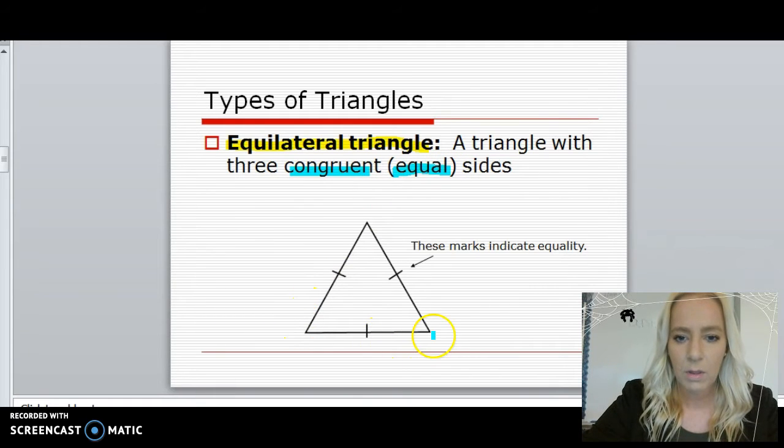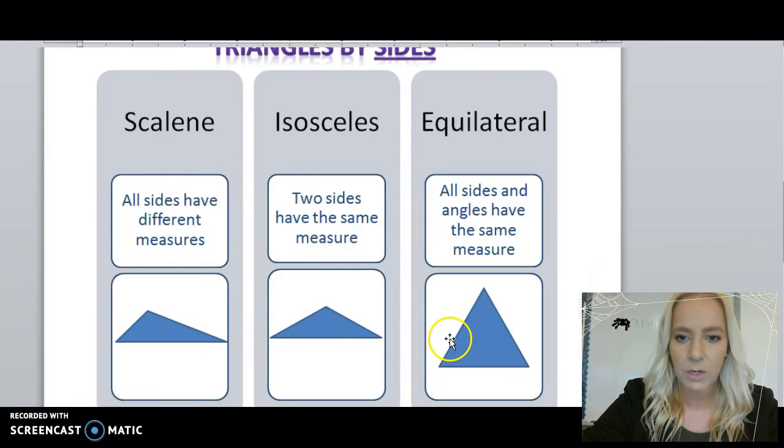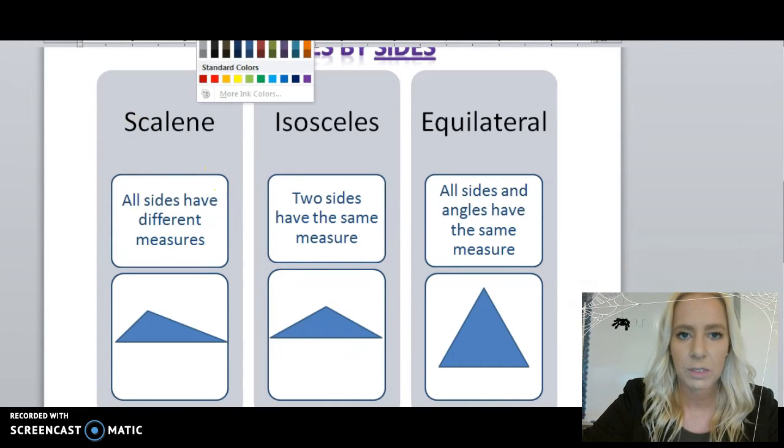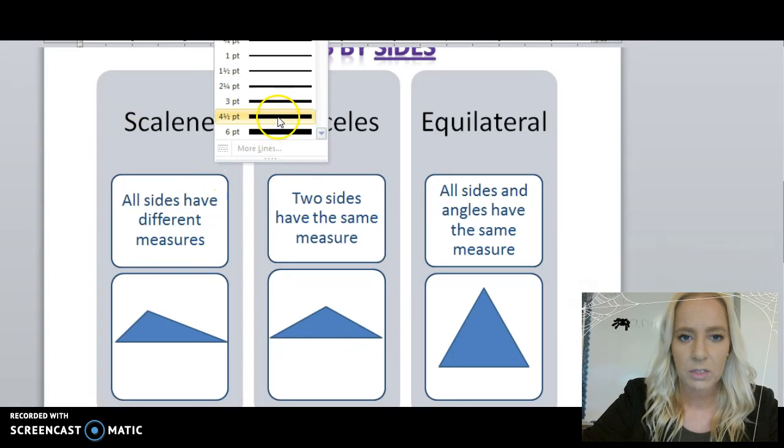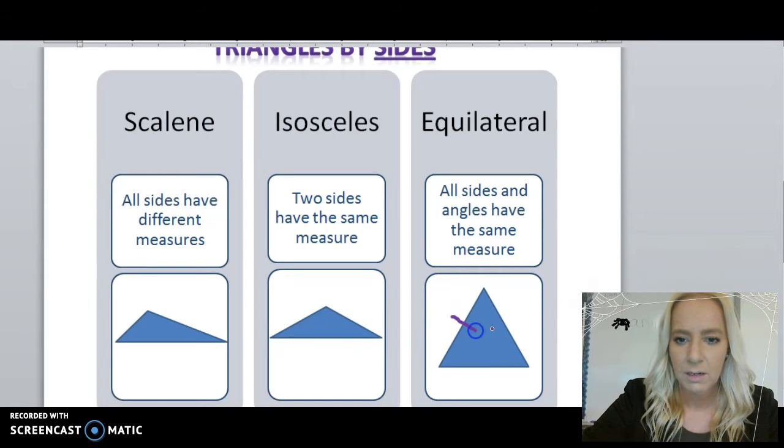Now this is an example of an equilateral triangle, and we use these little marks to indicate that each of these sides have equality, or that they have the same length. So let's visit your graphic organizer, and on our equilateral triangle, again, all sides and angles, which we'll discuss in the next video, have the same measure. So we're going to use the little slash marks to indicate each side has the same length.